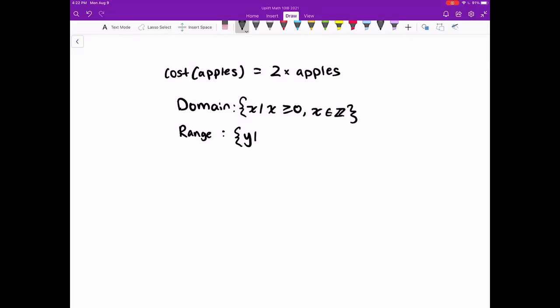we also can't have negative dollars. And if we buy no apples, it will mean we have 0 cost. So y also has to be greater than or equal to 0. And y is divisible by 2, because every apple costs $2, so the cost can only be a multiple of 2. This just means y divided by 2 is an integer, or like 2 divides y.